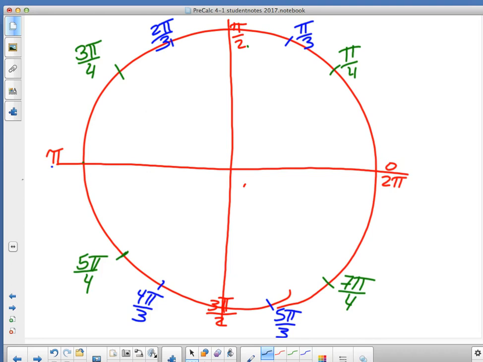So now I got pi over 6. And then I go 2 pi over 6, which is the same as pi over 3. I go 3 pi over 6, which is the same as pi over 2. I go 4 pi over 6, which is the same as 2 pi over 3. I go 5 pi over 6, which is almost pi.